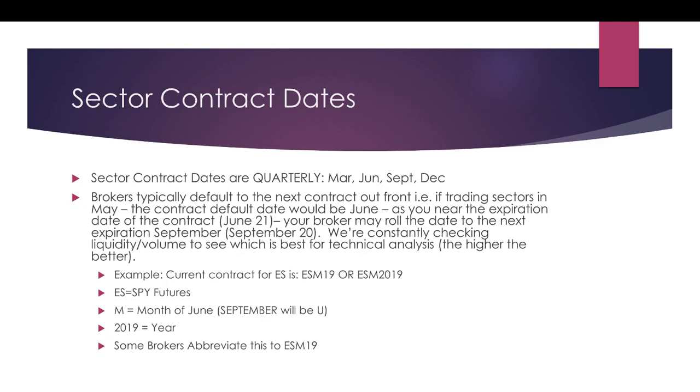Sector contract dates are quarterly: March, June, September, December. Brokers typically default to the next contract out front, i.e. if trading sectors in May, the contract default date would be June. As you near the expiration date of the contract, which for us is June 21st of this year, 2019, your broker may roll that date to the next expiration date, which is September 20th.